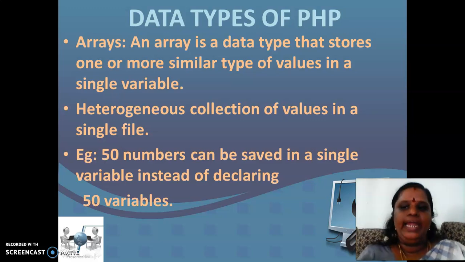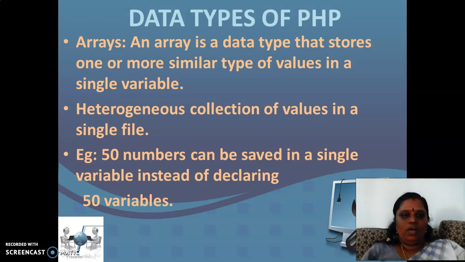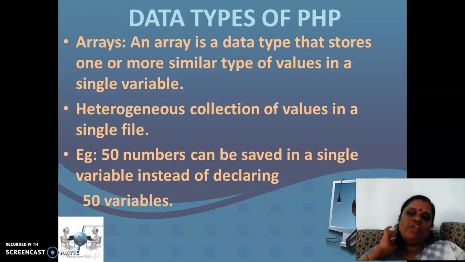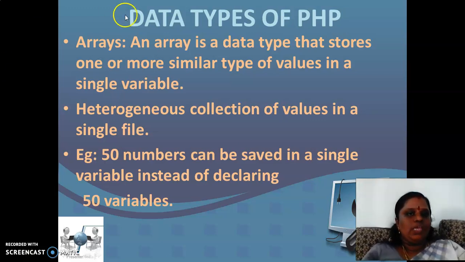This array data type you will be learning in the upcoming chapters, not now. You just want to know what an array is. So, what is an array? Again, an array is a data type that stores one or more similar type of values in a single variable. So instead of saving 50 variables for 50 numbers, you can have a single variable and have a collection of values together in it. This is called an array.